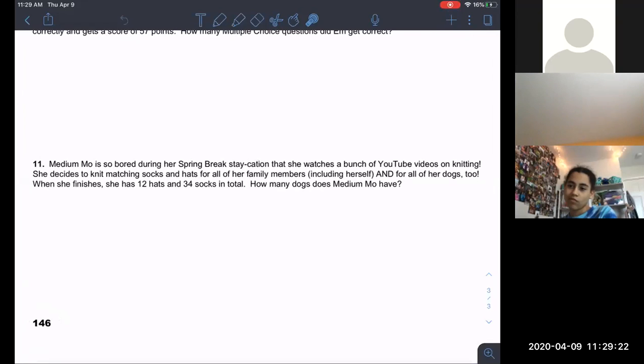Okay. Medium Mo is so bored during her spring break staycation that she watches a bunch of YouTube videos on knitting. She decides to knit matching socks and hats for all of her family members, including herself, and for all of her dogs too. When she finishes, she has 12 hats and 34 socks in total. How many dogs does Medium Mo have? Okay. Now it's a fun problem because you have to know a little bit about people and dogs in order to figure out how to write these equations.